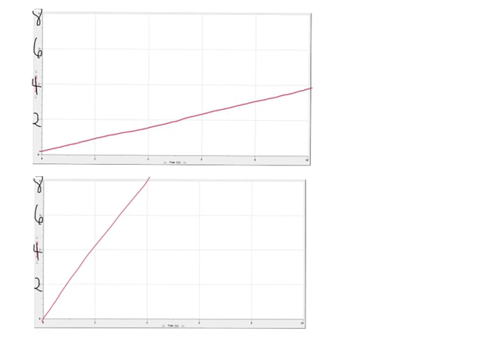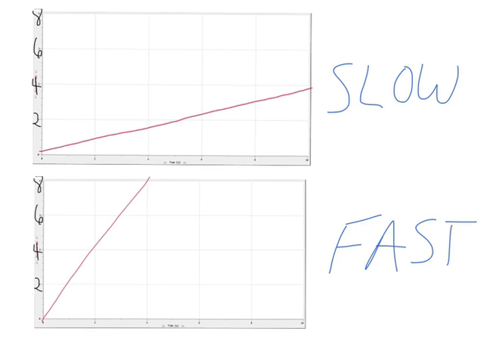So let's look at the two graphs together. Here is the slow one, and here is the fast one. But how can I tell just by looking at the graphs which one is slow and which one is fast? Well, to do that, let's remember a thing about graphs from math class.